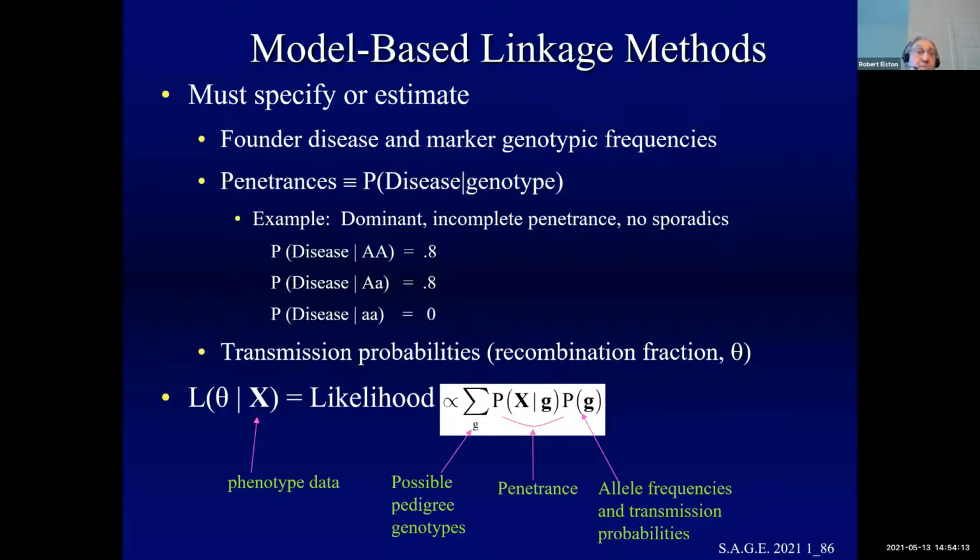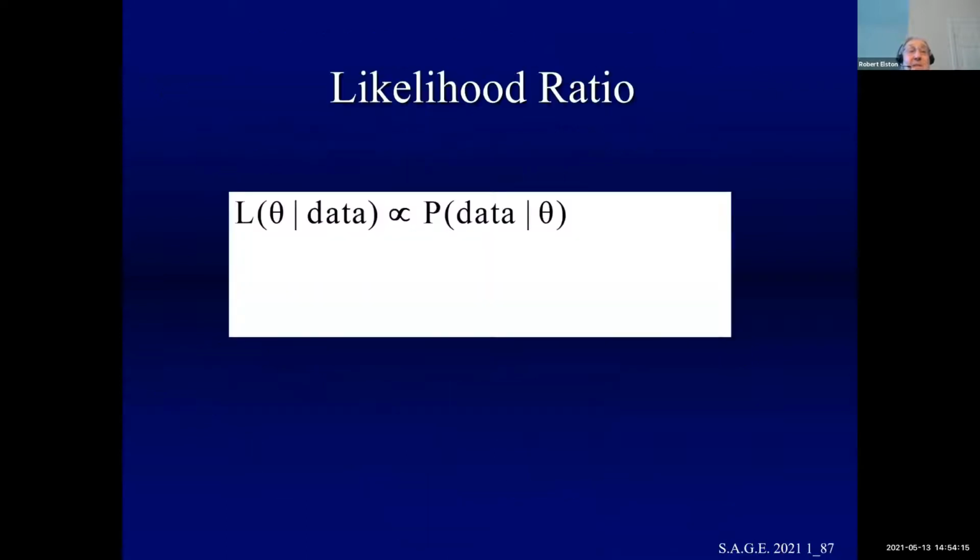Likelihood ratio. This is very important. The likelihood of theta given a set of data is proportional to the probability of the data given the recombination fraction theta. In fact, it doesn't have to be recombination fractions. This is any parameter. The likelihood of a parameter or set of parameters given the data is proportional to the probability of the data given that parameter.